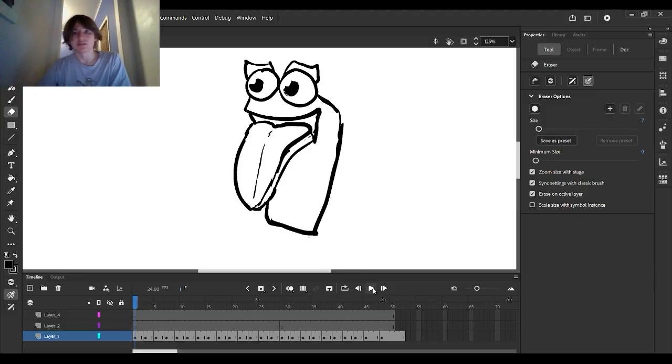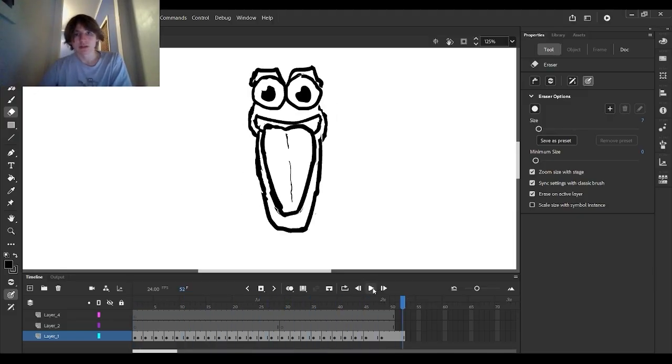So this is what our animation looks like after adding in betweens. Notice how much smoother it looks and how the frame rate's higher and you can actually really tell what's going on. That's because of the in betweens.